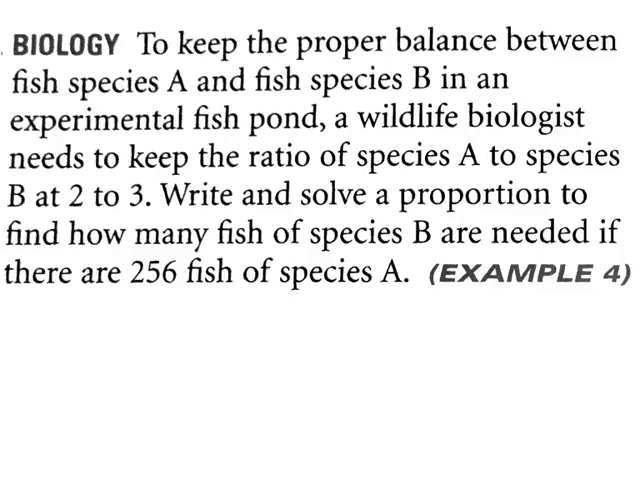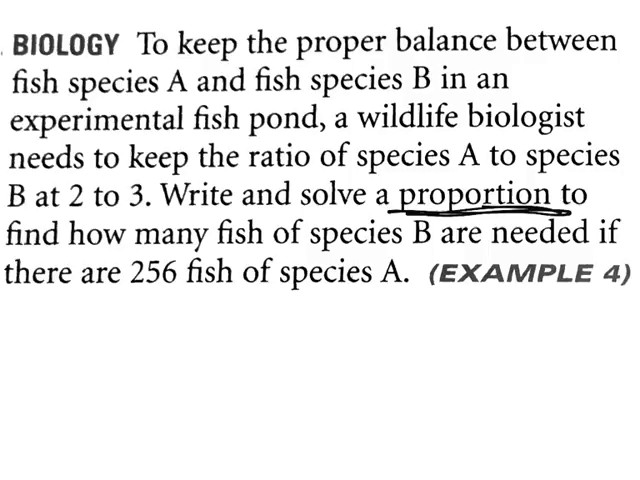Today I'm going to teach you 4.1, and 4.1 is about proportions. So first, let's go over this word problem. To keep proper balance between fish species A and fish species B in an experimental fish pond, a wildlife biologist needs to keep the ratio of species A to species B to 2 to 3. Solve a proportion, that's the big word there, to find how many fish of species B are needed if there are 256 fish of species A.